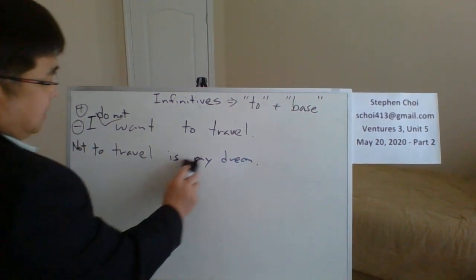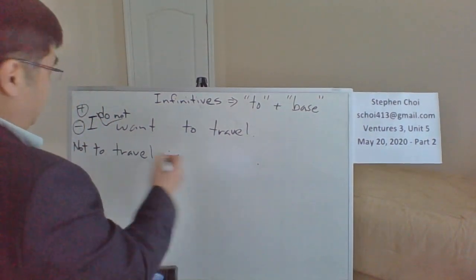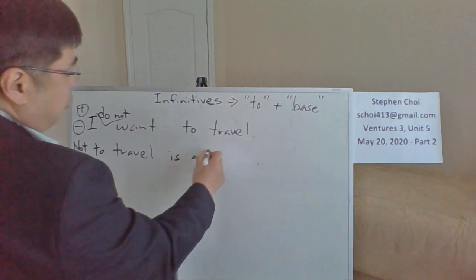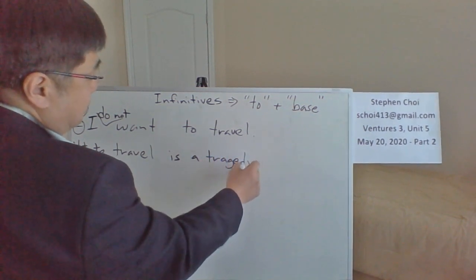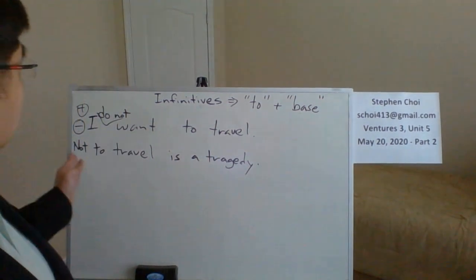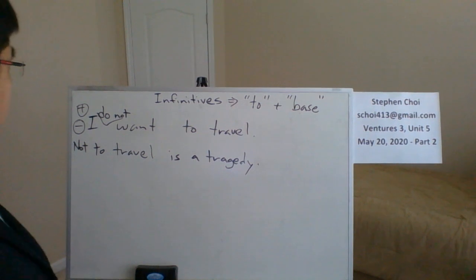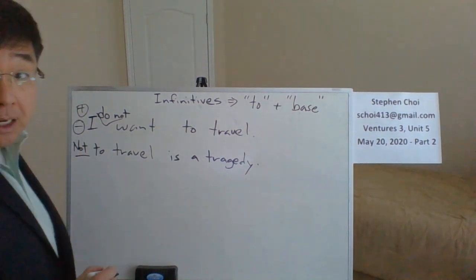Obviously you want to change the meaning as well, because that's not your dream. Not to travel is a tragedy. A tragedy is something terrible, something really bad. Not to travel is a tragedy. So to make it negative, put the not in front of the subject infinitive.